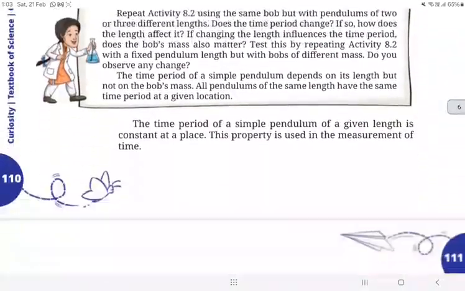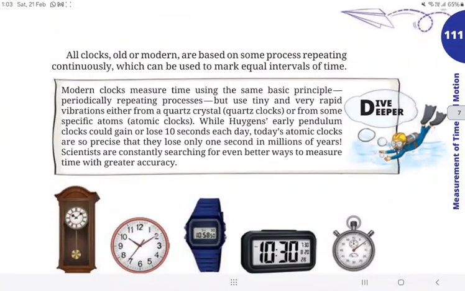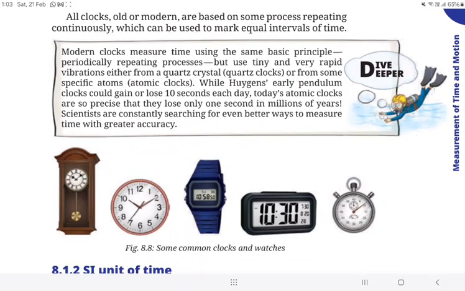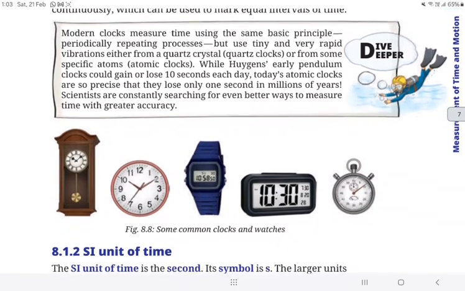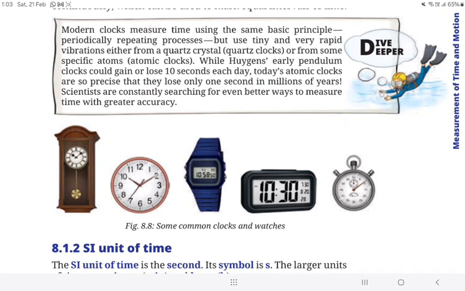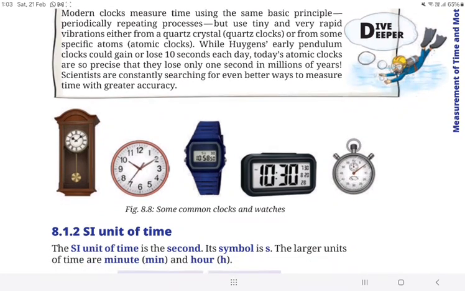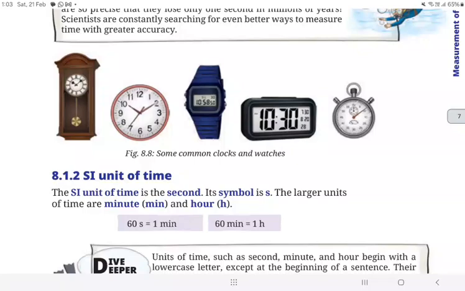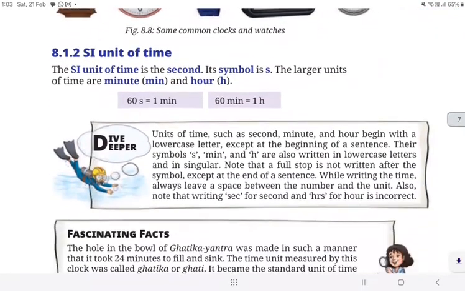Now let's come to some modern clocks. You know that they use very tiny and very rapid vibrations from a crystal clock or atomic clocks. Early pendulum clocks could gain or lose some 10 seconds. The atomic clocks are so precise. Precise means very, very accurate, that they lose only 1 second in millions of years. So you know that atomic clocks are very precise. Scientists are searching for even better clocks, better ways to measure the time with great accuracy.